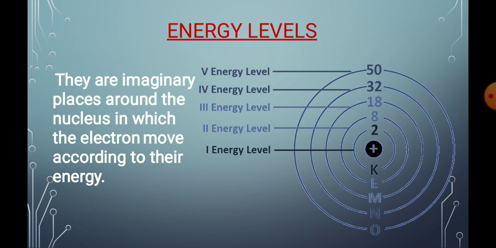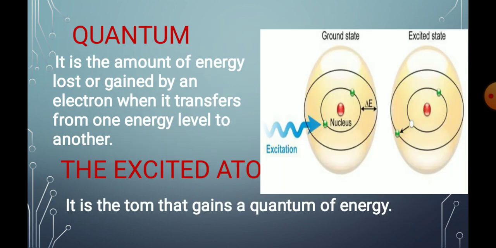The energy levels are arranged from the nearest to the nucleus to the outside as follows: K, L, M, N, O, P, Q. Super. Don't forget that each level has a certain amount of energy that increases by increasing the distance from the nucleus.